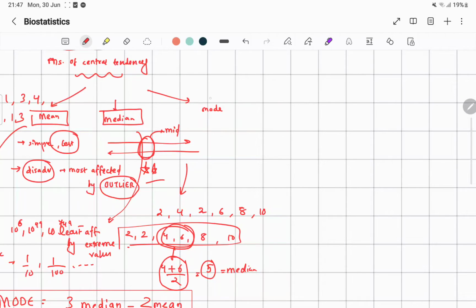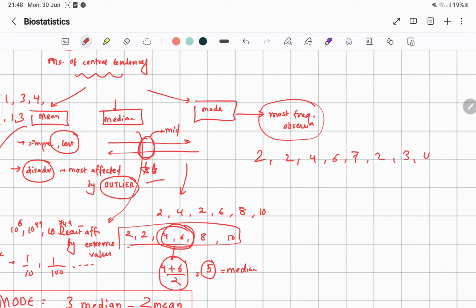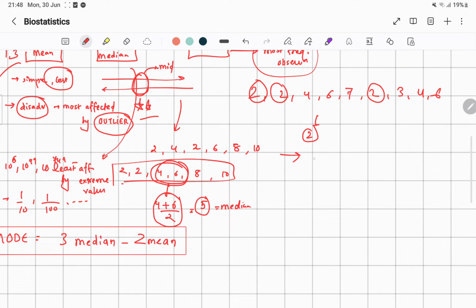This is the formula. Okay, so what is the mode? Mode is basically the most frequent observation. Let's say 2, 2, 4, 6, 7, 2, 3, 4, 6. What is the most frequent? 2 appears 3 times. So mode is 2. It is the most robust value, least likely to change with variations.